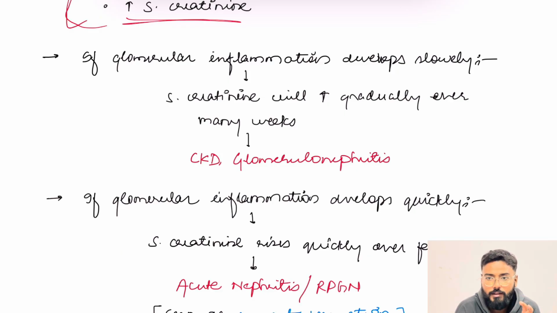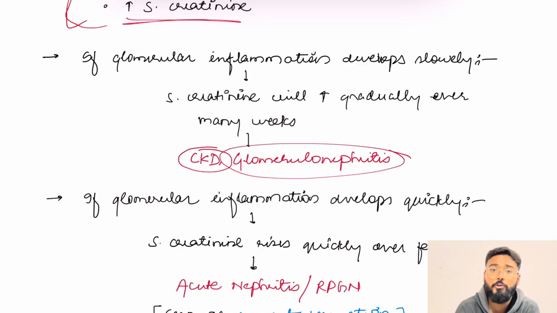It is also there to some extent present inside the circulation, but when the glomerulus is damaged, the filtration is going to get affected, and this will cause increase in the level of serum creatinine, because the blood is not getting filtered properly. That means the creatinine is also not getting filtered properly, which is in turn going to be raised inside the circulation. So when the injury is gradual, like over the weeks to months, this serum creatinine is going to rise very slowly. That you are going to see in case of chronic kidney disease and glomerulonephritis.